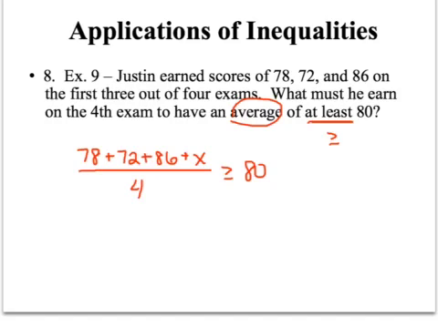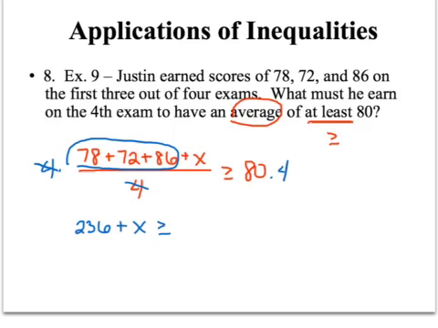Alright, we got to get rid of that 4, so we're going to multiply both sides by 4. And at the same time I do that, I'm going to add up these first 3. So that's going to give me 236 plus x must be greater than or equal to 320. I'll subtract 236. X is going to be larger than or equal to 84. So as long as he scores an 84 on his 4th exam, he will have an 80 in the class.